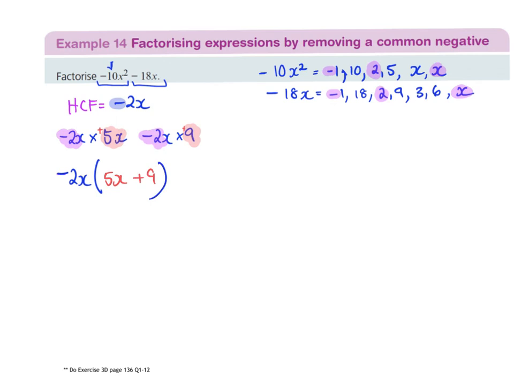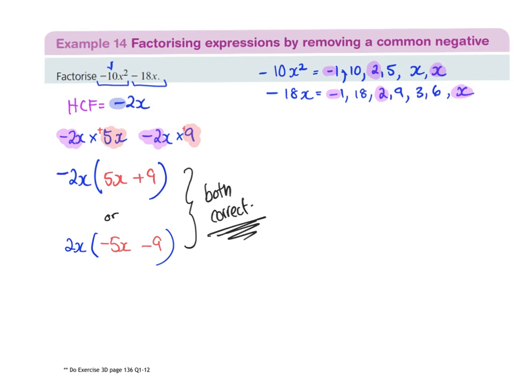Now, if you didn't take the negative out, say you didn't say it was negative 2x, maybe you just wrote it was 2x, then you would have had minus 5x minus 9 inside the bracket. Both are correct, okay? Doesn't matter. So this one was a little bit harder. I wouldn't stress too much about it if you get a bit stuck there.